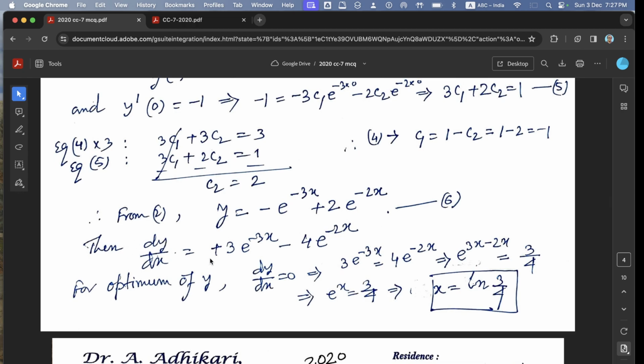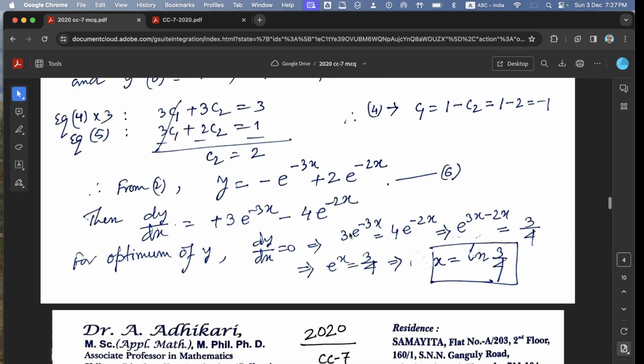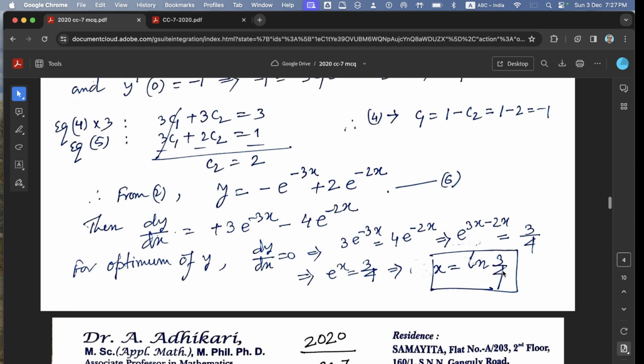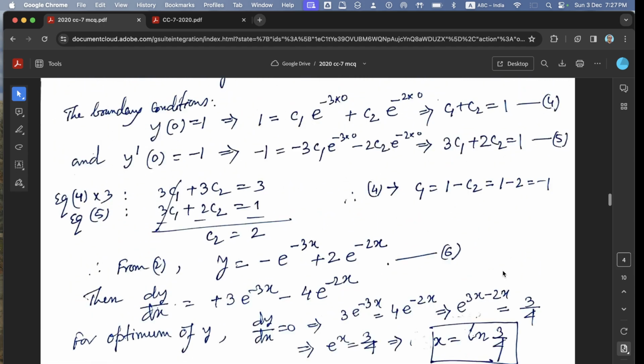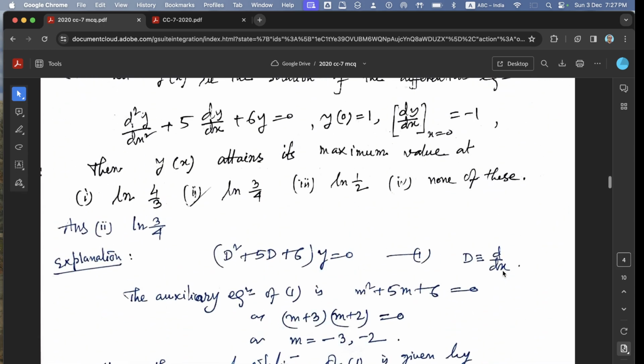And dy/dx = 3e^(-3x) - 4e^(-2x). For the optimum value of y, dy/dx must be equal to 0. Hence this equals 0. Solving, we get e^(-3x + 2x) = 3/4, so e^x = 3/4. Hence x = ln (that is, log to the base e) 3/4. So this is the correct answer, x = ln 3/4. The correct option is 2.